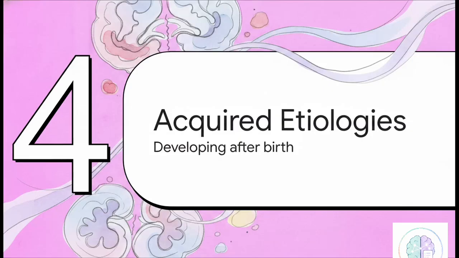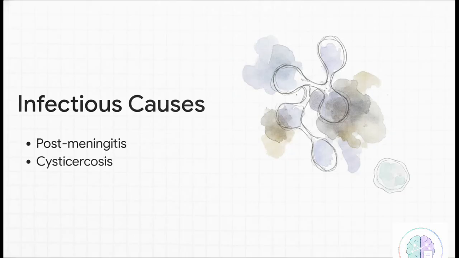Let's switch gears and talk about acquired etiologies, things that develop after birth. First up are infectious etiologies, and you might be surprised to learn that infections represent the absolute most common cause of communicating hydrocephalus. This frequently happens post-meningitis, particularly purulent and basal meningitis, including those caused by tough bugs like tuberculosis and cryptococcus. Basically, the inflammatory infectious debris effectively clogs up those arachnoid granulations we talked about. We also see this happen with parasitic infections, like cysticercosis.